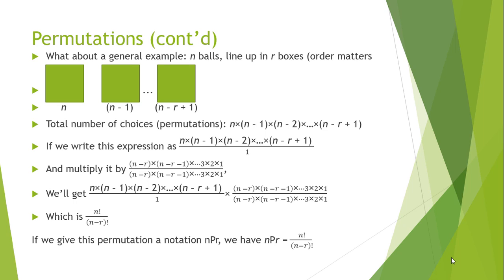And if you look at the numerator, it's really n factorial. And when you look at the divisor, it's n minus r factorial. So if we give this permutation the notation nPr, then we will have nPr equals n factorial over n minus r factorial.